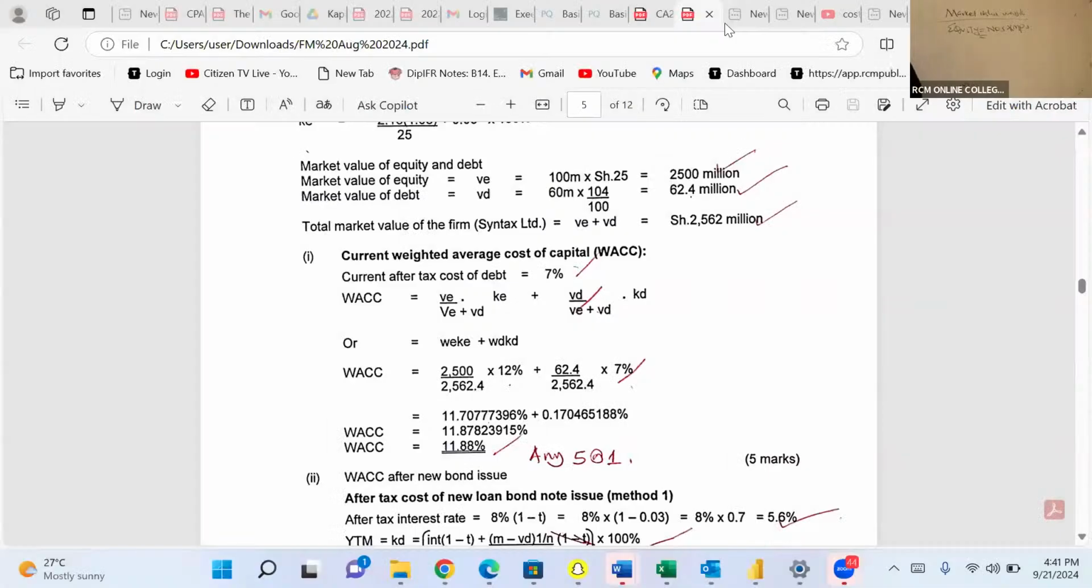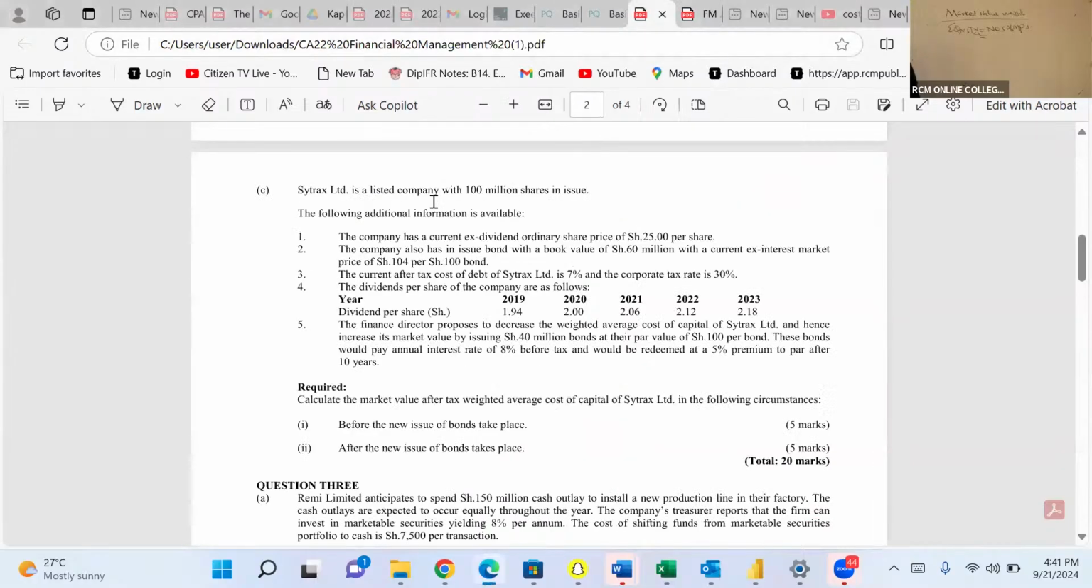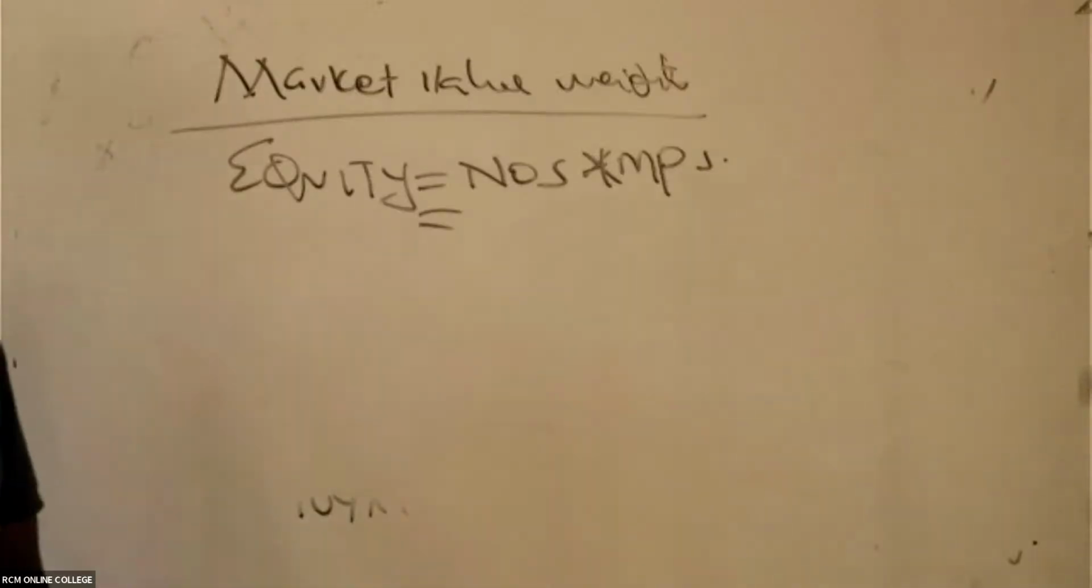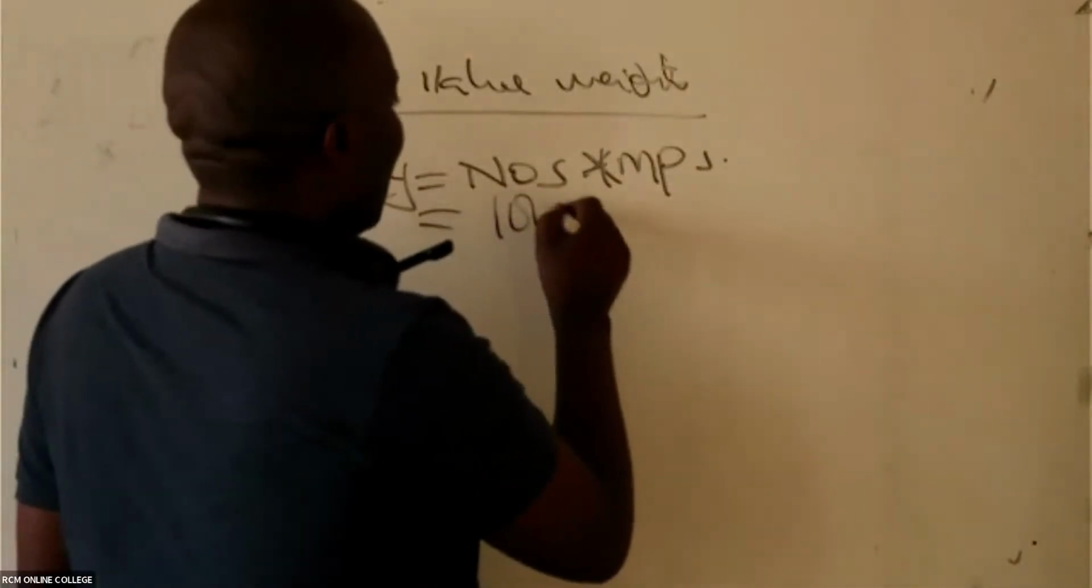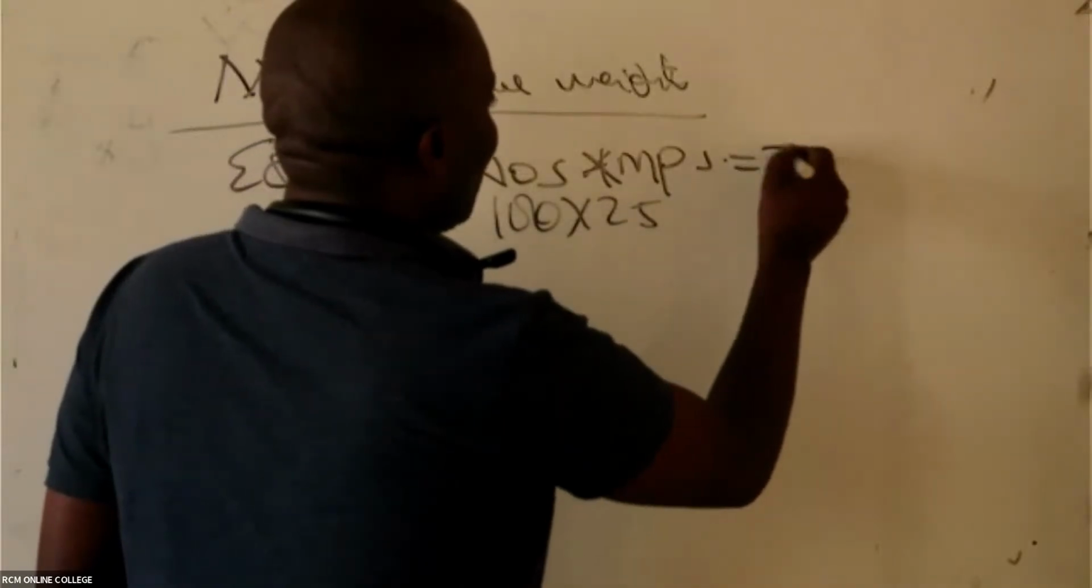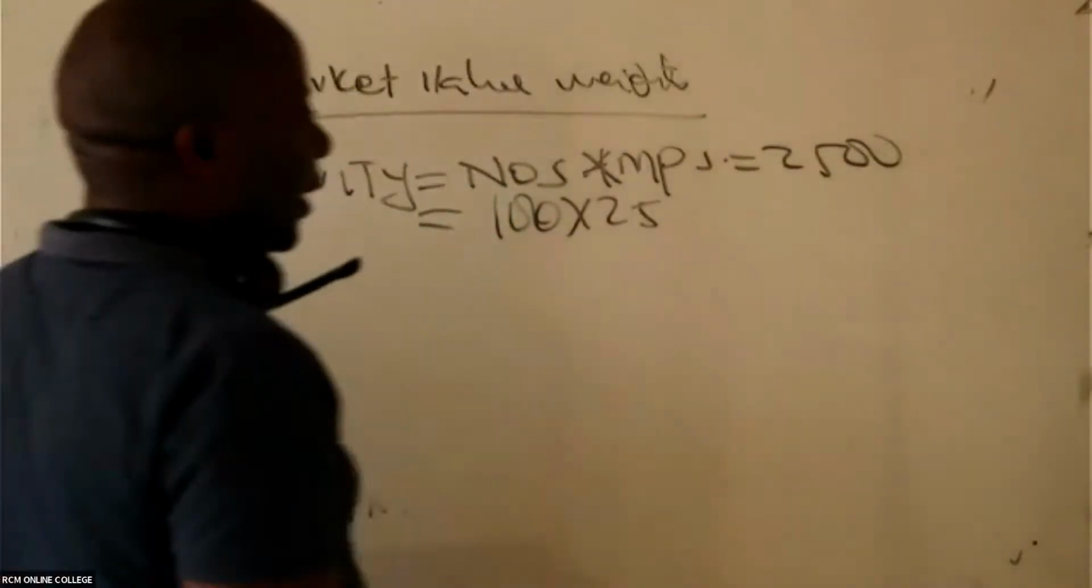So in this case, we are able to see the number of shares here. You can see the company has 100 billion shares, and then the market price per share is 25. So 100 times 25 will be 2500. This number is very easy.